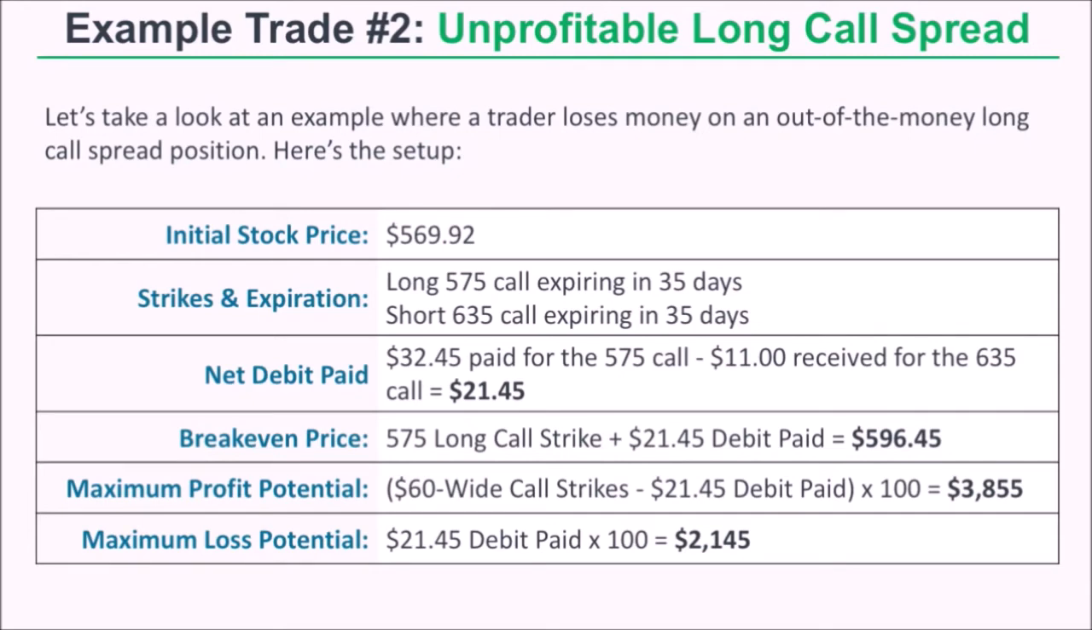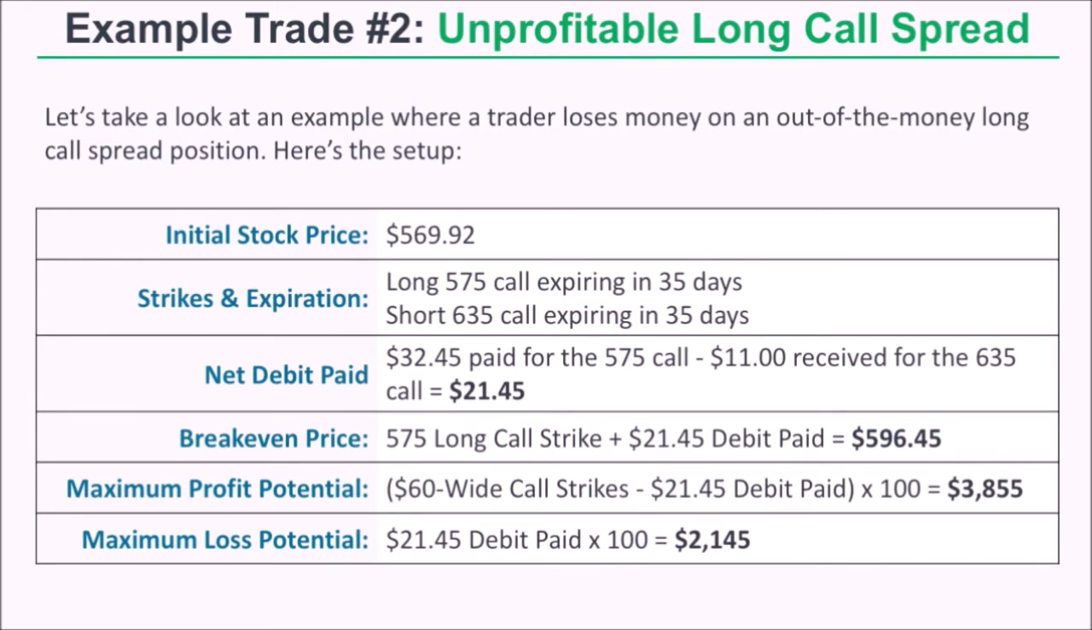So we're going to buy the 575 call, and we're going to short the 635 call for a net debit of $21.45. So we're paying $32.45 for the 575 call, and we're collecting $11 for the 635 call. So that's how we get the net debit of $21.45.